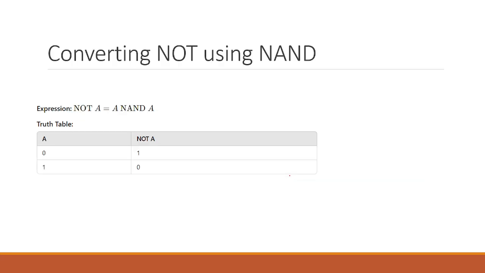Here is the conversion of a NOT gate. In the truth table, A is 0 and 1, and NOT means the opposite of the input. If the input is on, then the output will be off. If the input is off, then the output will be on.